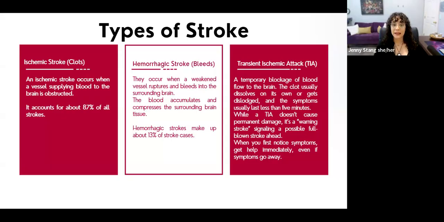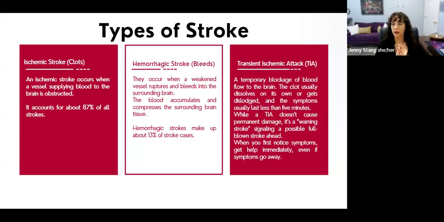Next is a hemorrhagic stroke. This is a brain bleed. And so this happens when you have weakened blood vessels and that ruptures and that blood goes into the surrounding brain, okay? And the blood accumulates and it causes pressure or compression surrounding the brain tissue. And that's what causes the cells to die off, okay? And this will be about 13% of the stroke cases, okay?